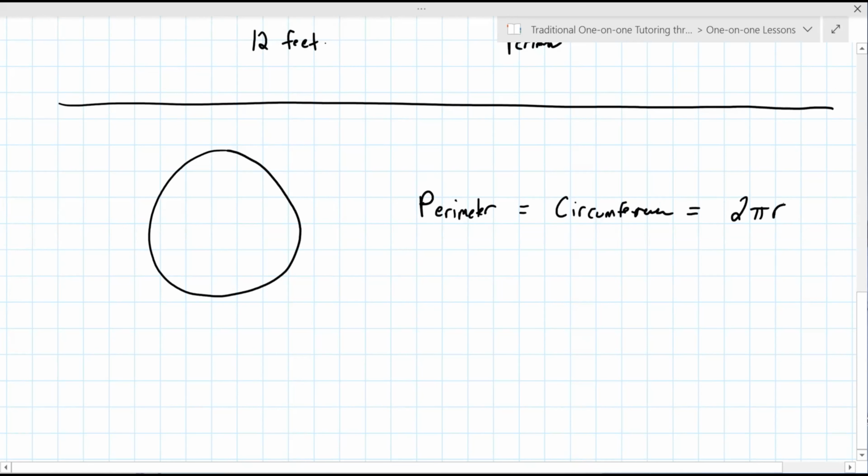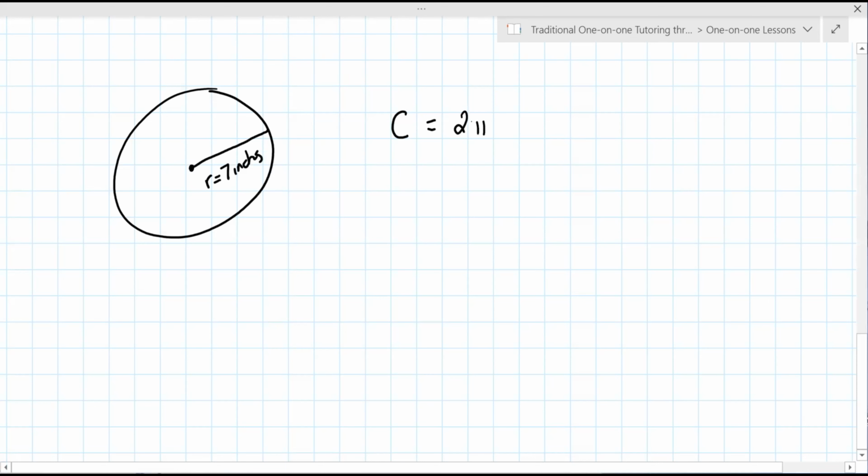Okay, so let's look at some circle problems here. Let's say I give you a circle and I tell you the radius is 7 inches. What is the circumference? What's the formula for circumference? The formula for circumference is 2 pi r. We're going to use 2 pi r. What is the radius in this case?